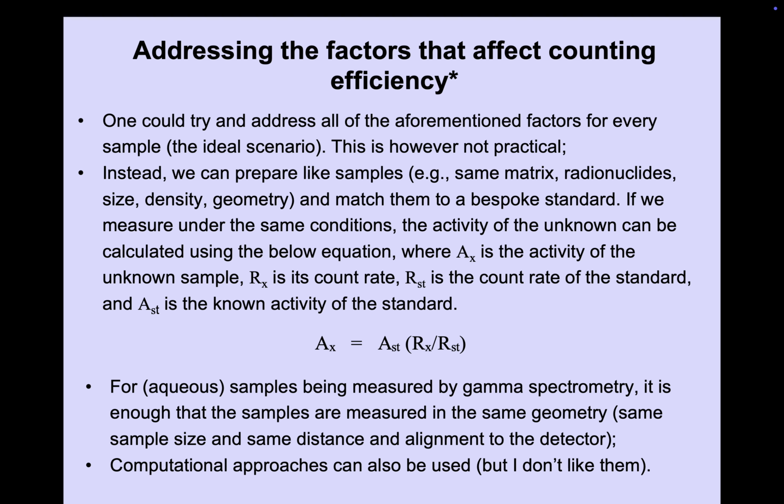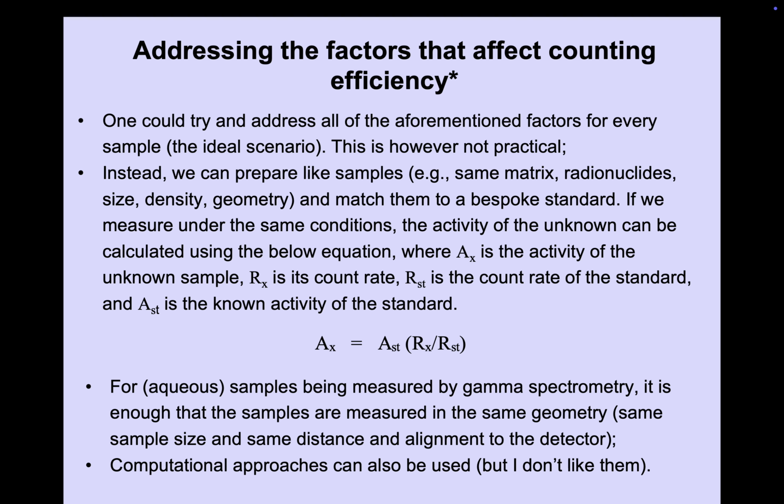So instead, one of the things that we can do that takes care of many of the factors that we have just outlined is to prepare like samples together. So samples that have the same chemical composition, the same radionuclides in them, the same size, same density, and then we make them all up in the same geometry. And then what we try to do is match those to a standard that also has the same chemistry, same density, same size, same geometry. But in that standard, we put a known amount of the radionuclides that we're trying to measure.